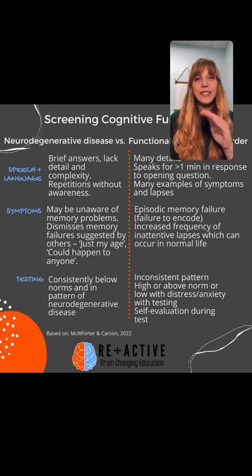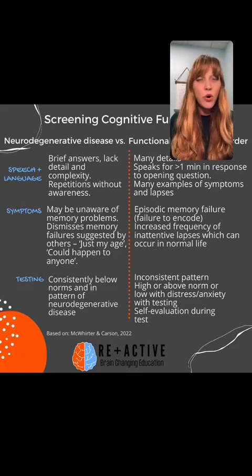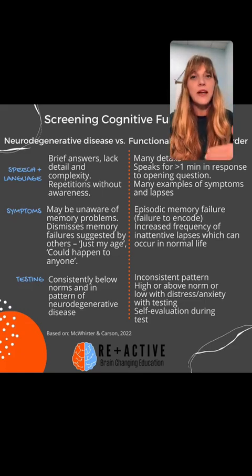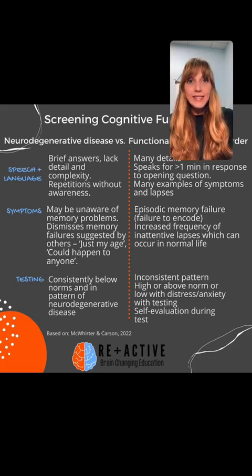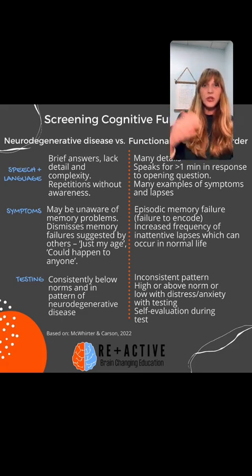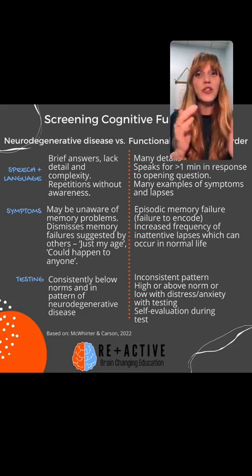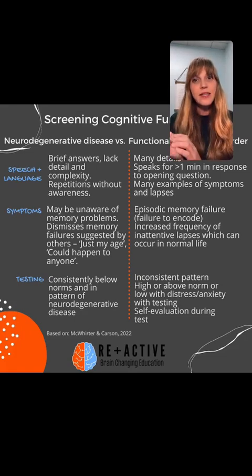And they've actually done a study here comparing the length and even number of words that a person might use to describe it. The person with a functional cognitive disorder actually speaks for a lot longer in response to a question to tell them about their symptoms, and will have many examples of lapses in symptoms occurring. So that's a really good contrast between the two.